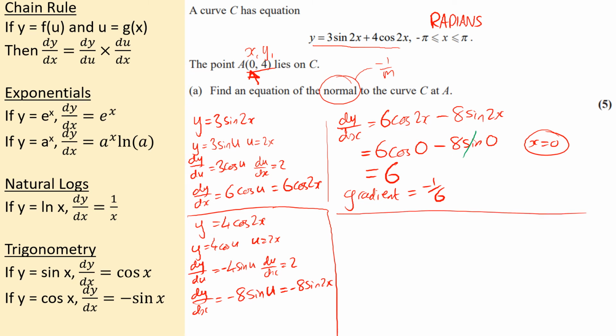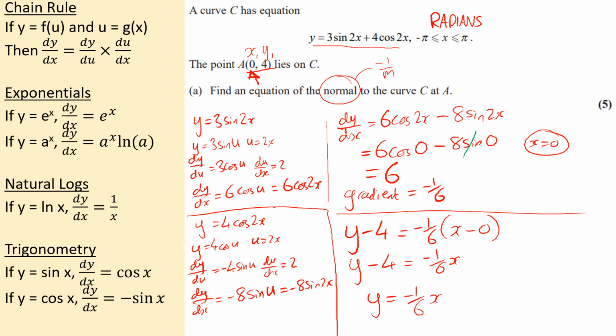So, let's actually find the equation of our normal. So y minus y1, y minus 4, again, they've given us the coordinate already, is equal to m, so minus 1/6, x minus x1, so x minus 0. It doesn't say that it needs to be in any particular form, so I'll just expand this and add the 4 across, and that should do it. Minus 1/6 x plus 4.